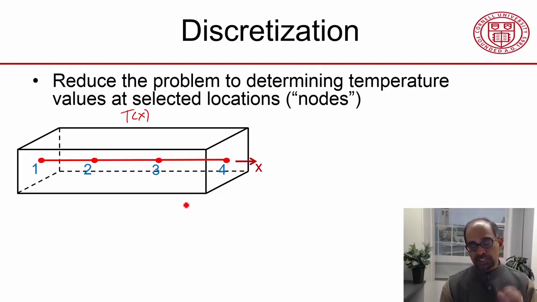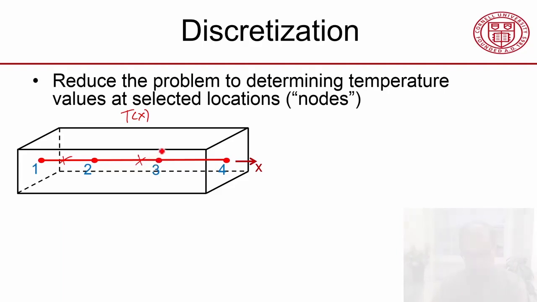And I say, you know what? Instead of determining temperature everywhere along that line, I'm going to determine only at selected locations. In particular, I'll determine it at 4 locations: 1, 2, 3, 4. And everywhere else, I will just use an interpolation. So if I want to know the temperature here, I'll use an interpolation between that value and that value. If I want to know the temperature, let's say here, I'll use an interpolation between that value and that value. It's a linear interpolation.